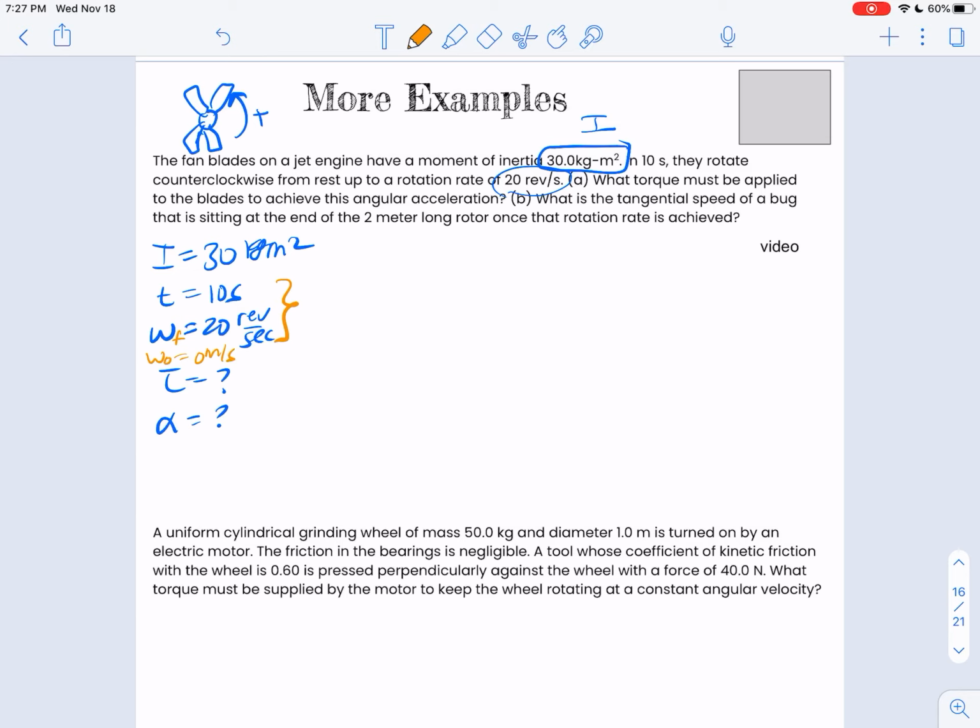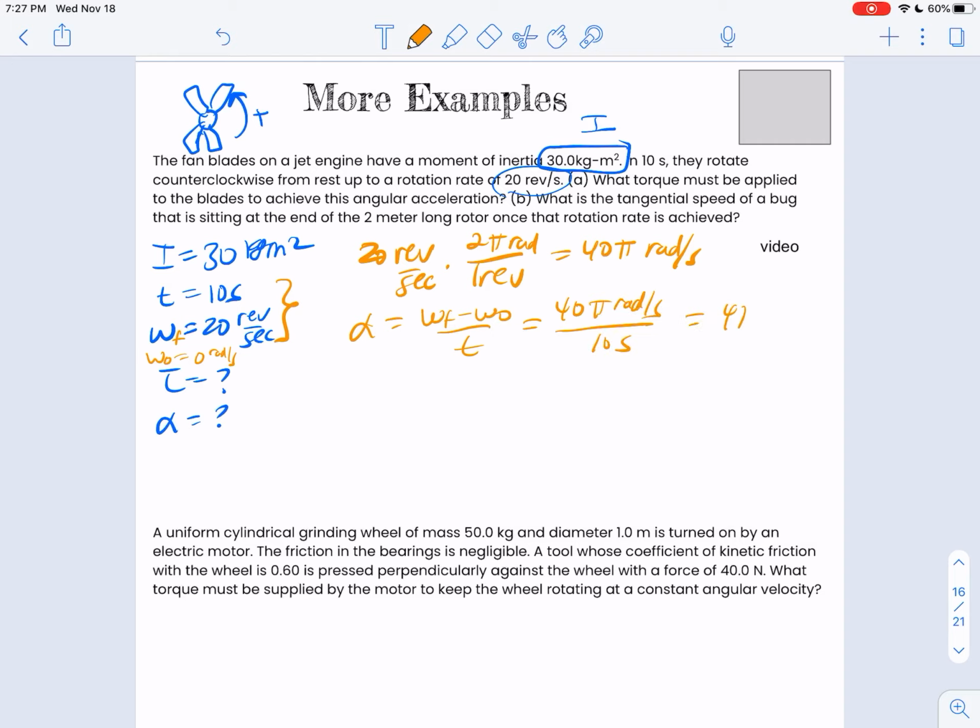Nope, not meters, sorry. Radians per second. So 20 revs per second. Remember, one revolution, or once around the circle, is going to be 2 pi radians. So that's going to be 40 pi radians per second. The angular acceleration is just the change in angular velocity over time. So it's going to get up to 40 pi radians per second in 10 seconds, which is going to be 4 pi radians per second.